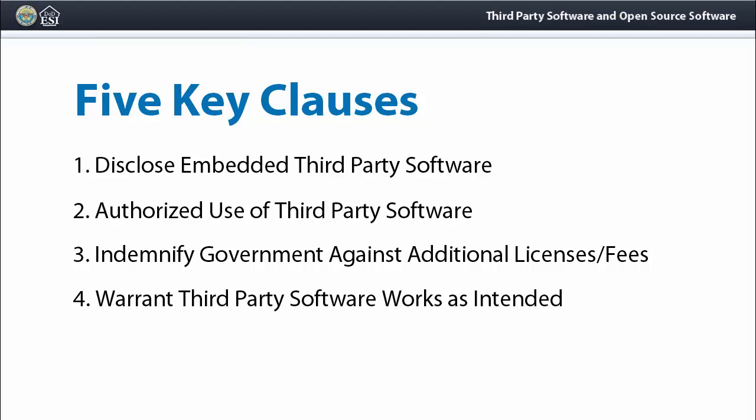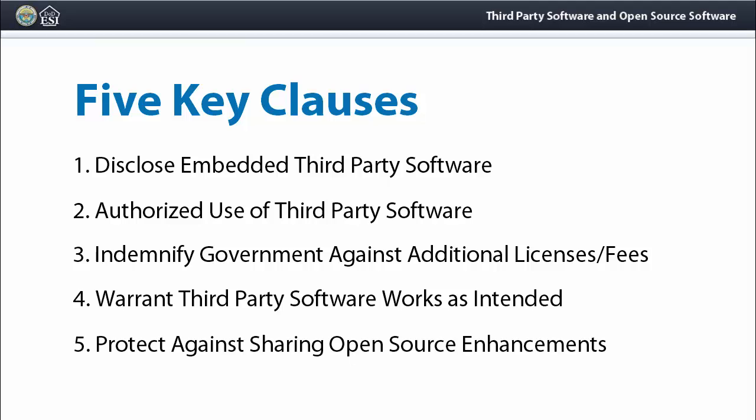4. Warrant that the third-party software will work with the primary software as the primary software publisher intended. The primary software publisher chose to use the third-party software. Therefore, the primary software publisher should be willing to stand behind that decision. It is not fair for the government to take on the risk of the third-party software working properly. 5. Indemnify the government against sharing open source enhancements back to the open source community.